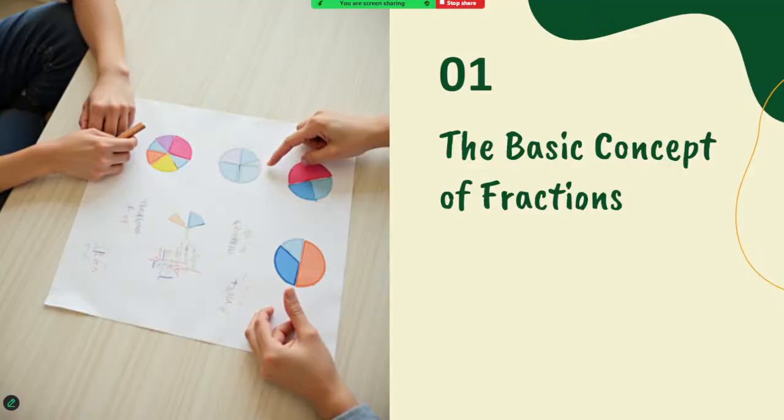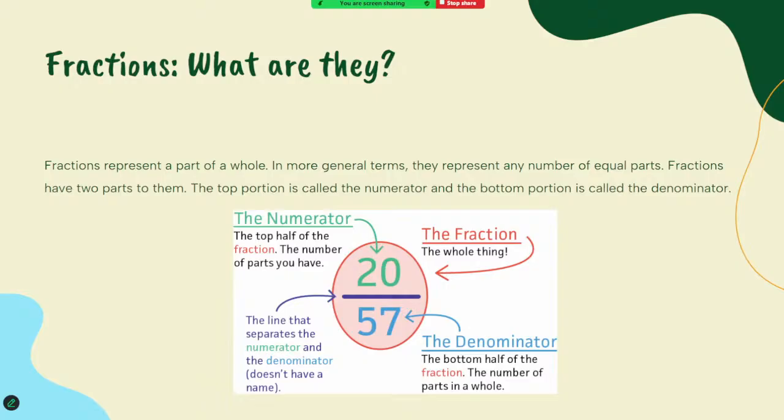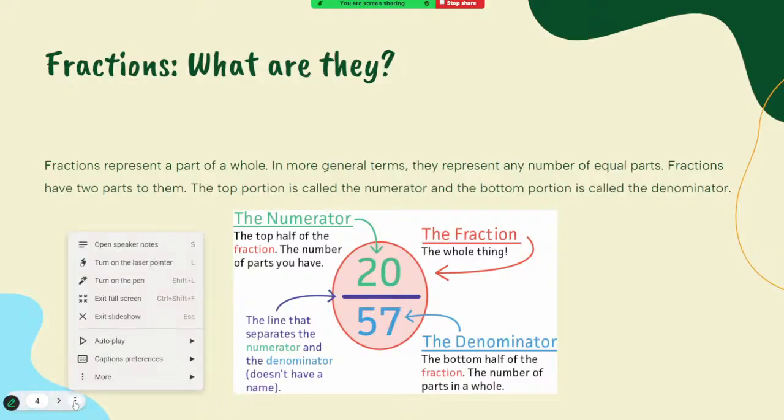So the first part of our lesson will be the basic concept of fractions. So, what even are fractions? In simple terms, fractions represent a part of a whole. In more general terms, they represent any number of equal parts. Fractions have two parts to them. The top portion is called the numerator, and the bottom portion is called the denominator.